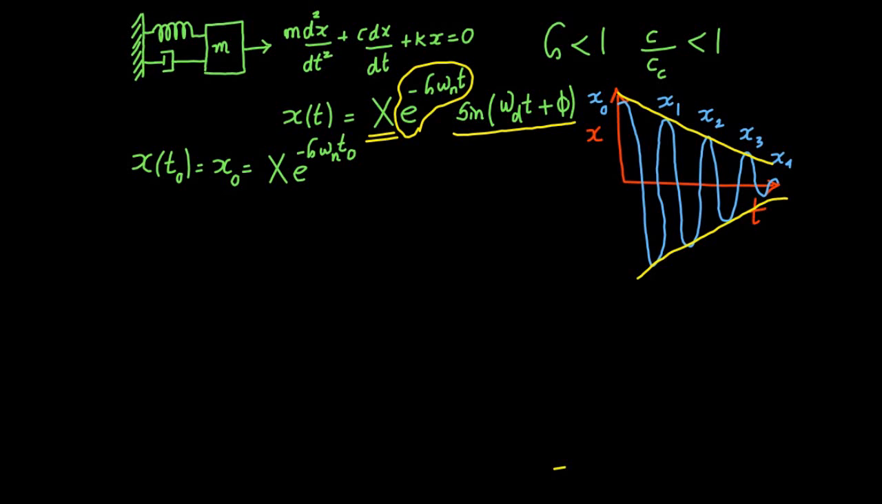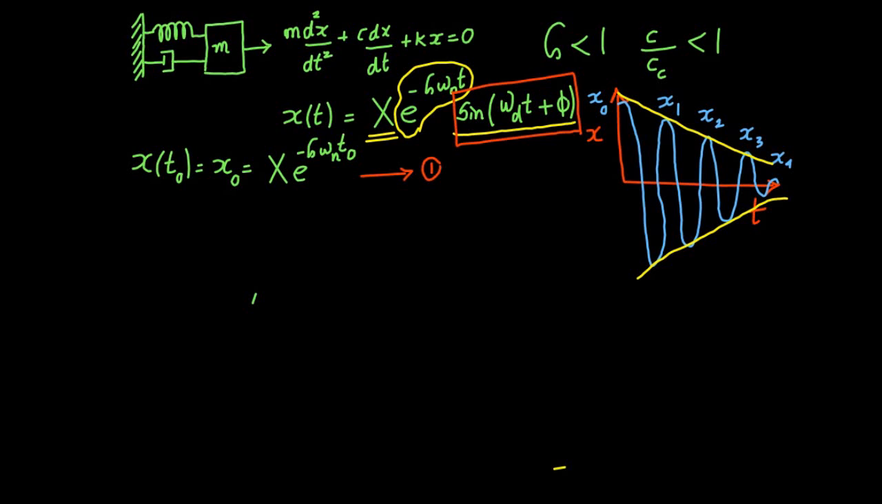Because you are talking about the amplitude, it should be the maximum. The value of x becomes maximum when the sine term becomes maximum. What is the maximum value of sine? The maximum value of sine is 1. So that becomes 1, and you get an equation like this. Let me call this equation number 1.